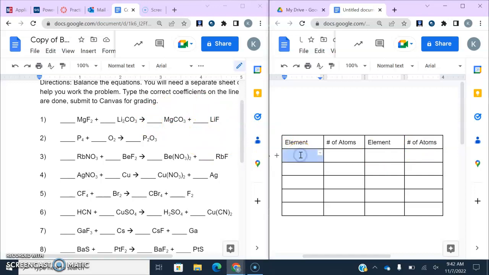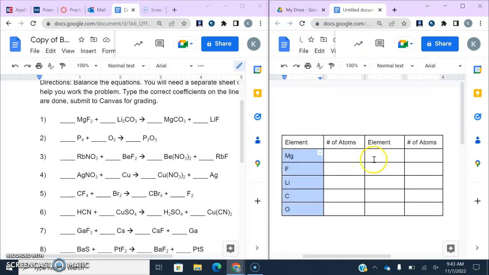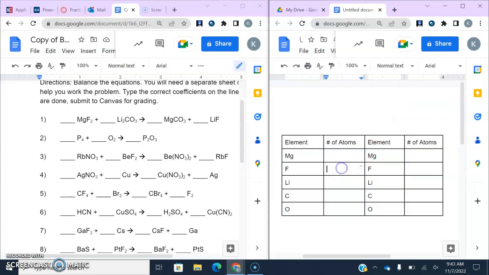Okay, so the first thing I'm going to do is write out my elements. So I can see I have a magnesium, I have a fluorine, I've got a lithium, I've got a carbon, and I've got an oxygen on my left-hand side. So those are my reactants. And of course, because these are on the left-hand side, they're also going to have to be on the right-hand side. They can't go anywhere. They can change. You see they rearranged a little bit, but they can't go anywhere. Okay? Now let's count our atoms.